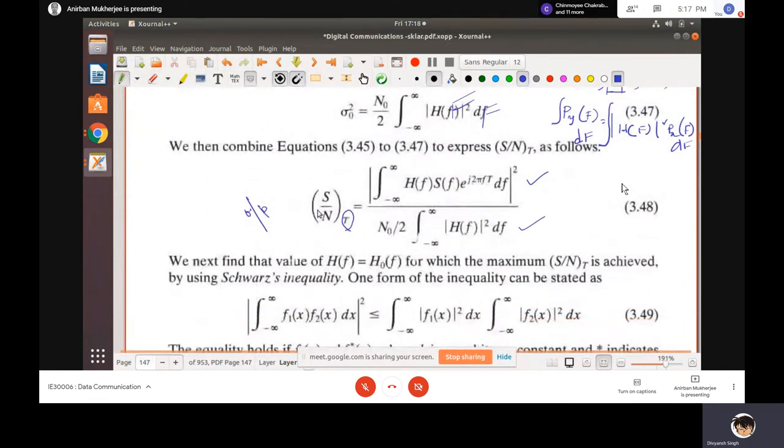Now, what do we have to do? We have to maximize it. S(f) is given because s(t) is given. Capital T is known because s(t) is given, meaning the symbol interval. N0 is also given as it is deterministic, you cannot change it. Your control is only on the filter parameter H(f) or h(t). Now, this SNR will be maximum for a particular H(f), H optimal. That will give your maximum SNR.